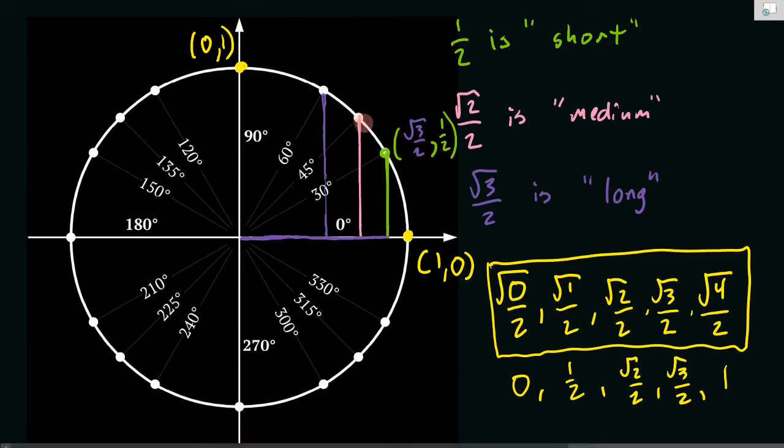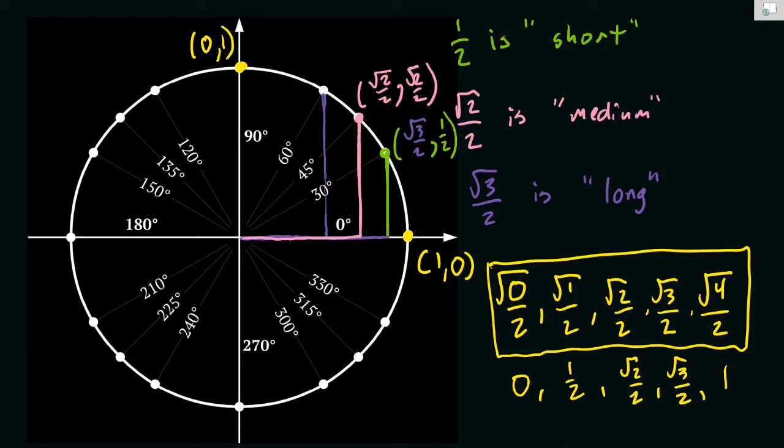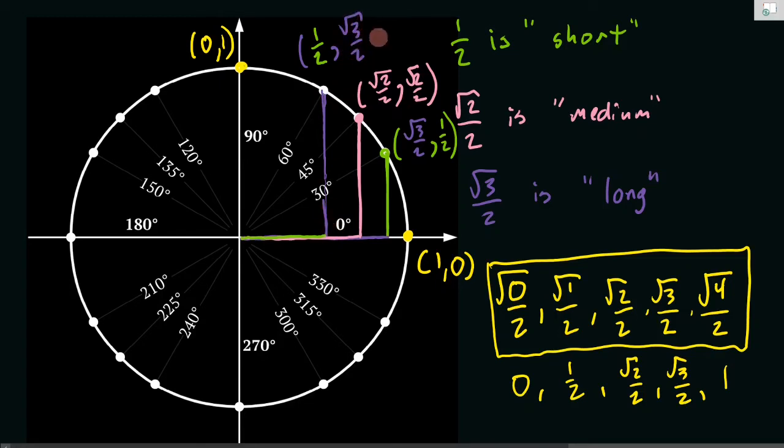This next point here is medium, medium. So it's got a medium x value, root 2 over 2, and it's got a medium y value, which is root 2 over 2. This point straight up is a short length across, so its x-coordinate is short, and its y-coordinate is tall and skinny, which makes this root 3 over 2.